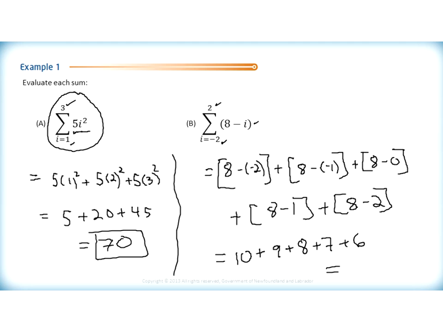2 times 16 is 32 and 8 is 40. There we go. We got 40. So 19 plus 8 is 27 plus 7 is 34 and 6 is 40. So we've got 40 altogether there.